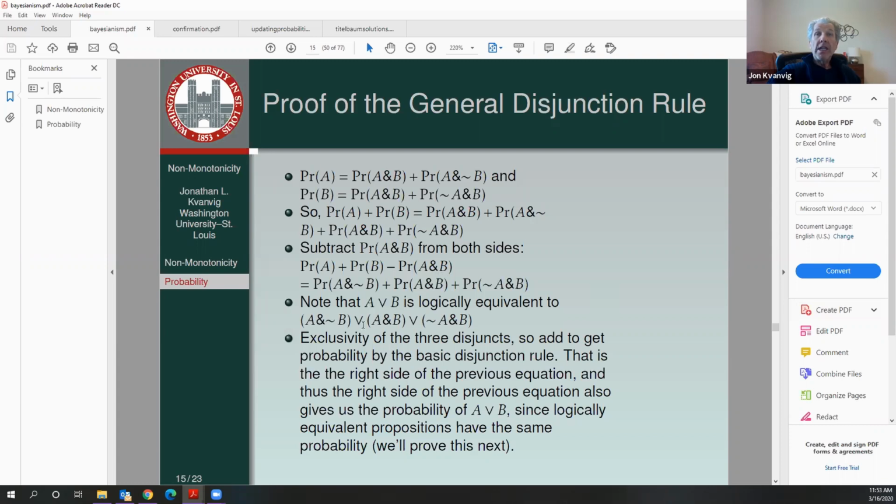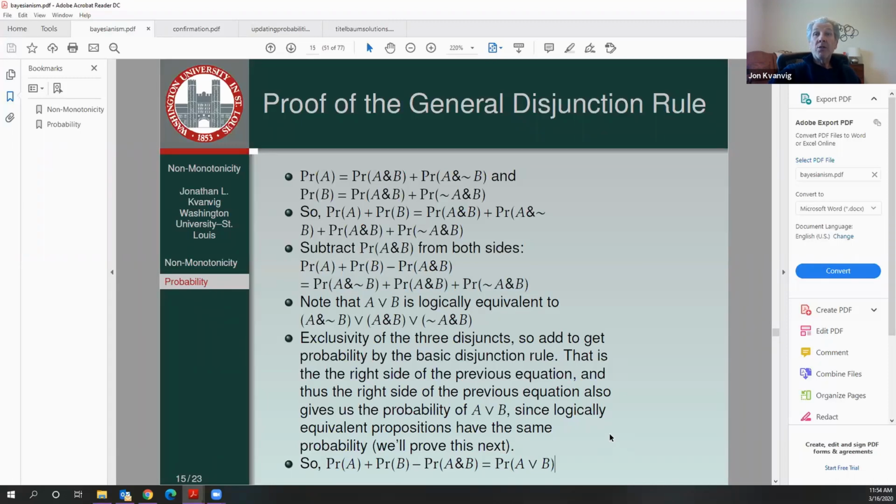Okay, now notice each of these three disjuncts of the disjunctive normal form are also exclusive of each other. At most, only one of them could be true. So you can get the probability of this big disjunction just by adding the three together. And notice that's just what the right side of this equation is. So we can now replace the right side of the equation with the probability of A or B here, which is what we do. And that completes our proof of the general disjunction rule.